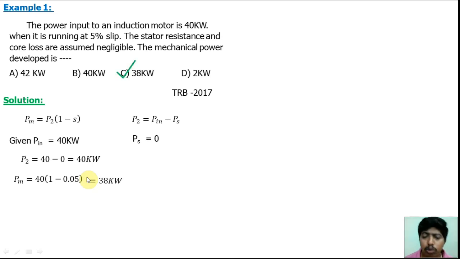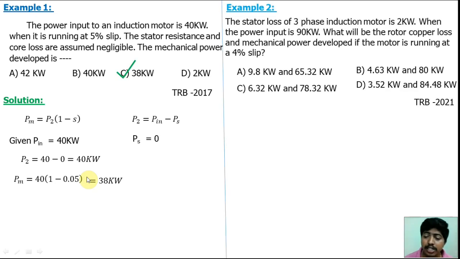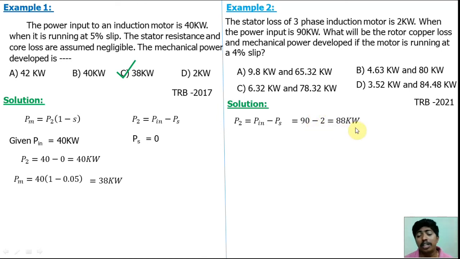Next, problem 2. This question was asked in the TRB 2021 examinations. The objective is to find the rotor copper loss and mechanical power developed. We know these relations: rotor input P2 is equal to Pin minus PS. Pin means stator input, PS is total stator loss. Pin is given as 90 kilowatt. PS, total stator loss, is given as 2 kilowatt. Substituting, we get 90 minus 2 is equal to 88 kilowatt. Rotor input is 88 kilowatt.